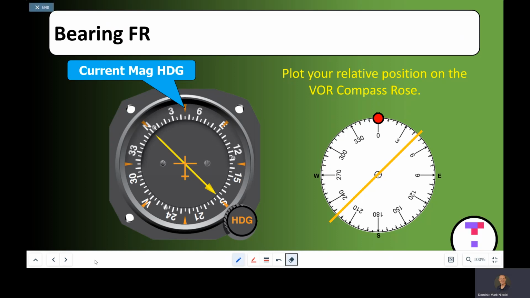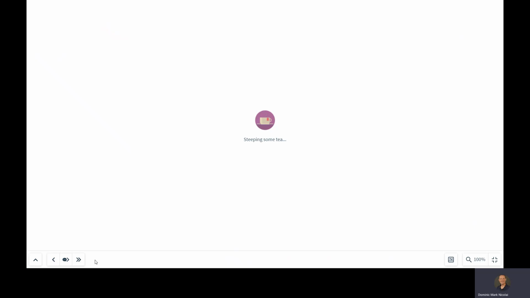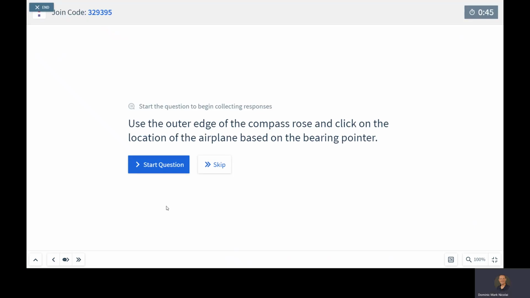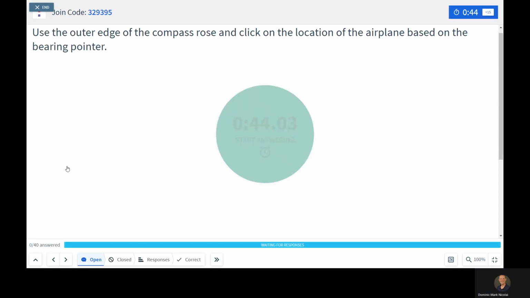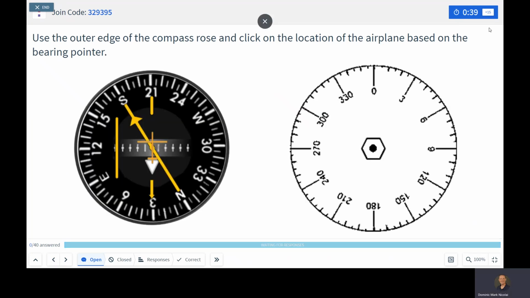Try top hat question then. Use the outer edge of the compass rose. Click on the location of the plane based on the bearing pointer. Now, let me help you understand what you're looking at. This is a multi-display unit. It does include a VOR display. It does include a bearing pointer.